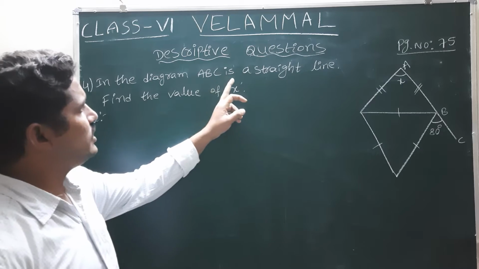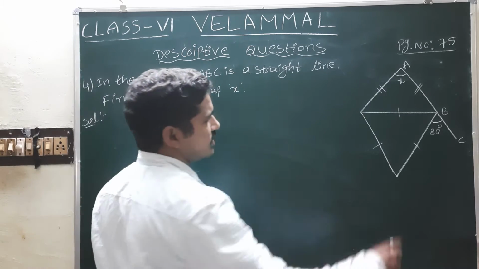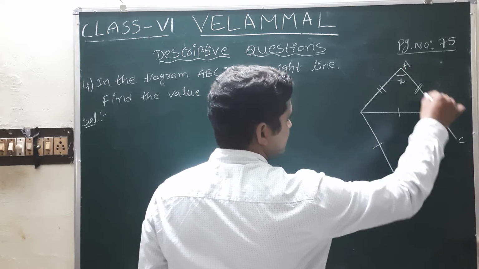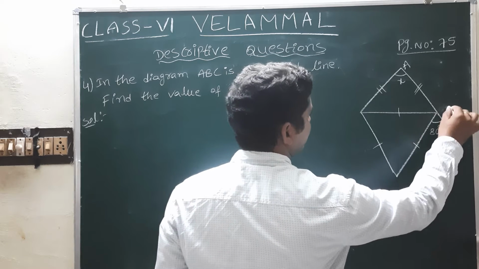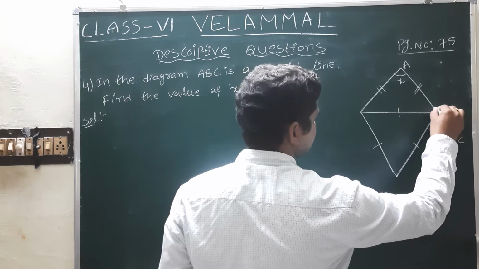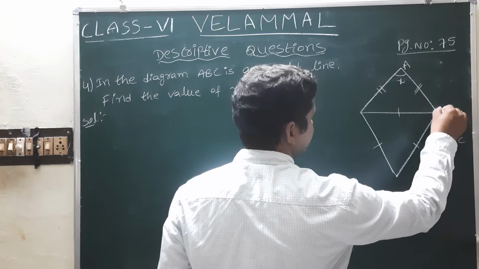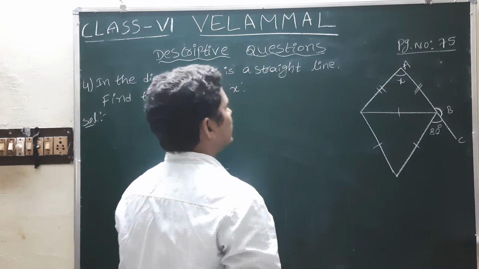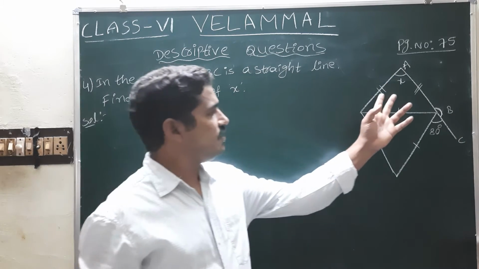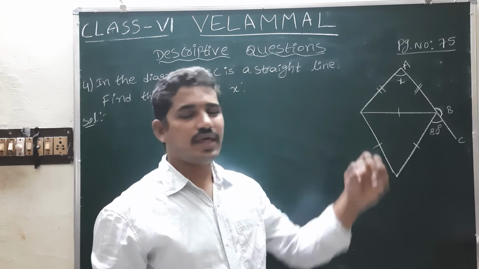In the diagram, ABC is a straight line. So in this diagram, ABC is given as a straight line. If we take this point as B, since it is a straight line, that means this angle is 180 degrees. So we are asked to find the x value.